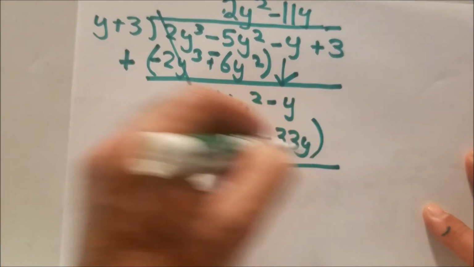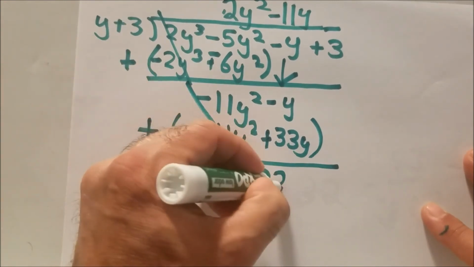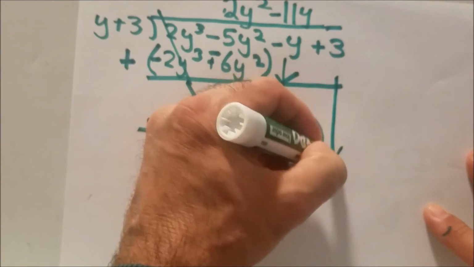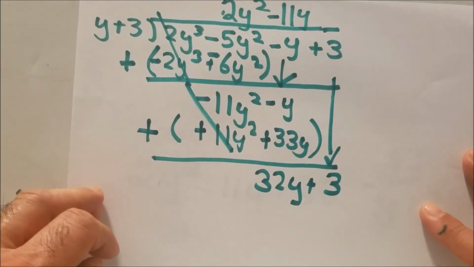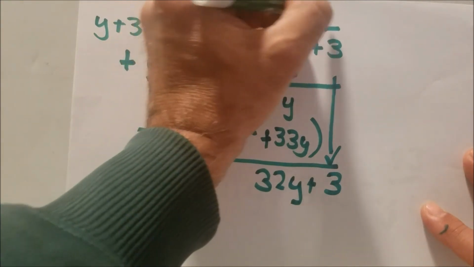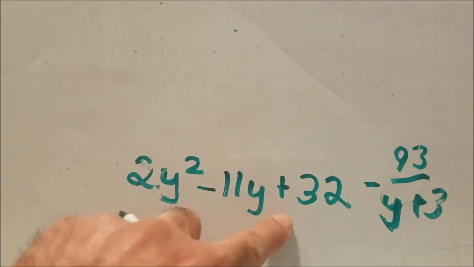Again, we're subtracting, so this becomes plus, plus, plus. That gets rid of that. This becomes a 32y. Bring down the plus 3. And now we've got to get a 32y by just getting a 32. And we're done there. And there's our 32, by the way.